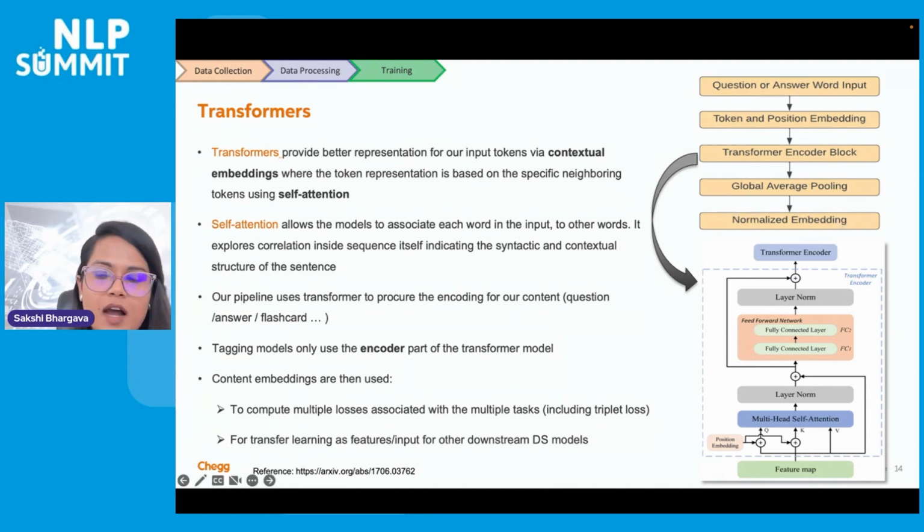Our pipeline uses the transformer encoder to procure the encoding of our content, which is the question, answer, flashcards. And embeddings are not just for the tasks at hand, but we can also use them for transfer learning to other downstream ML models.